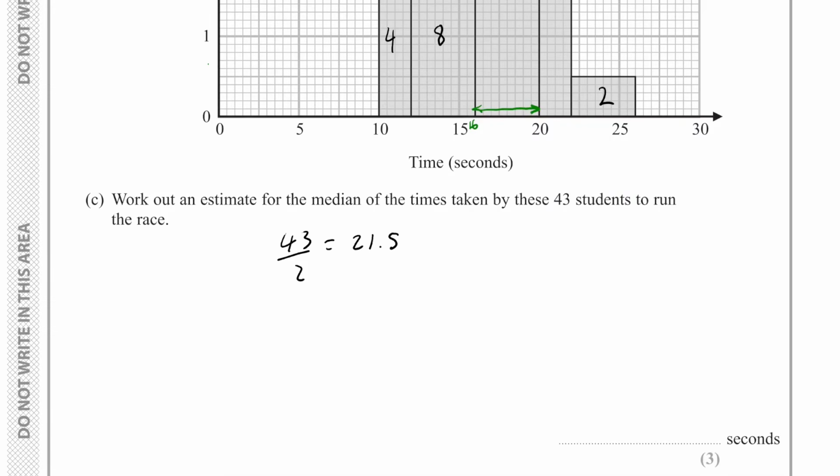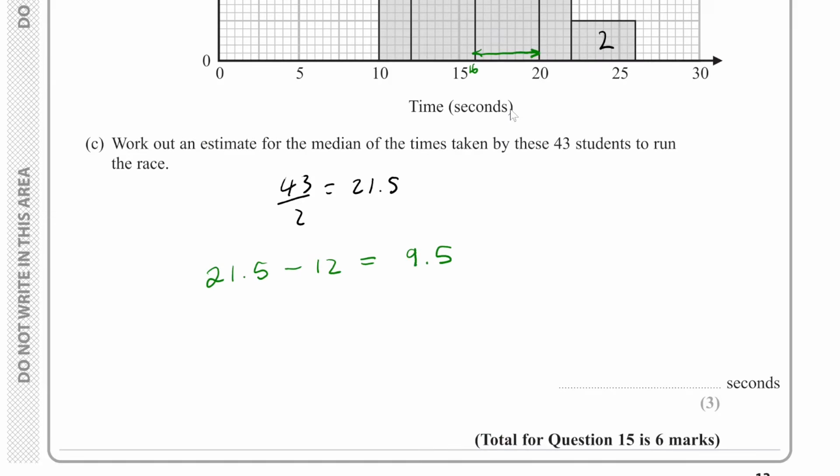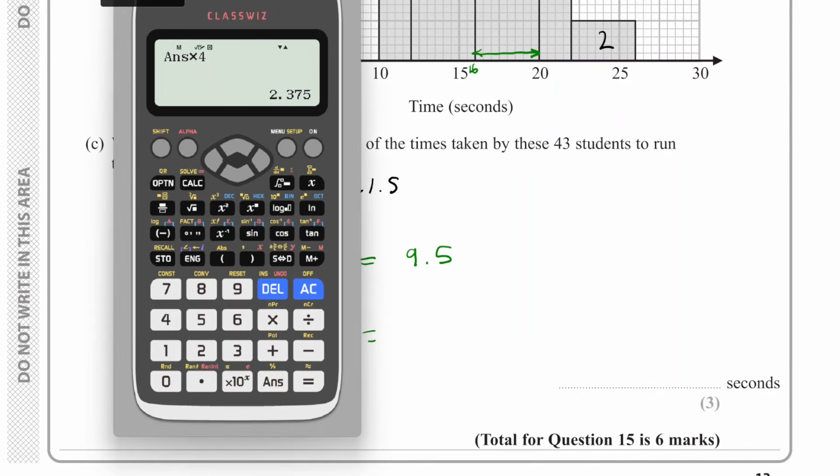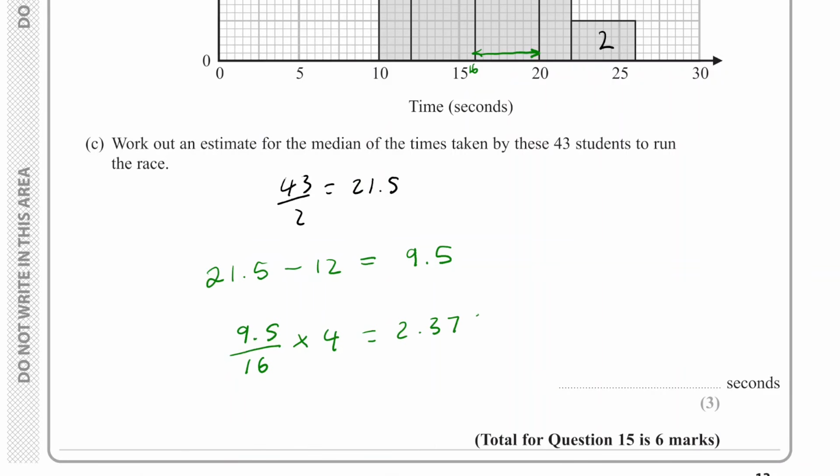So we did 21.5 minus the first 12 students. So we went 9.5 students into the 16 box. It was 16 students in there. So 9.5 over 16 times by the width, times by 4, is 2.375 into the box. And 16 plus 2.375 is 18.375.